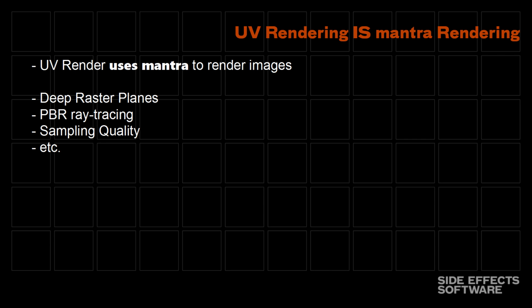UV render uses Mantra. This is important to understand. UV rendering is Mantra rendering. There's no separate process that's started. We're essentially just changing the way that the lens traces rays into the scene. Because it is a Mantra render, all the normal features and algorithms are available. We have deep raster planes. We have PBR ray tracing available. We have sampling quality, motion blur. Everything that you've come to expect of the Mantra renderer is available through the UV rendering workflow.